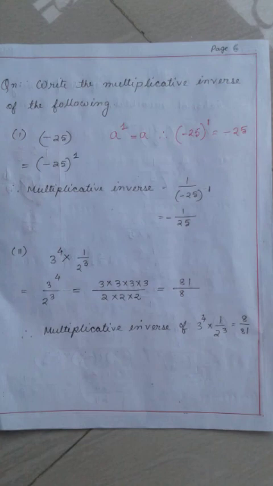In the second example, 3 to the power 4 into 1 by 2 to the power 3. So if I simplify, it is 3 into 3 into 3 into 3 divided by 2 into 2 into 2, which is equal to 81 by 8. So the reciprocal of 81 by 8 is 8 by 81.